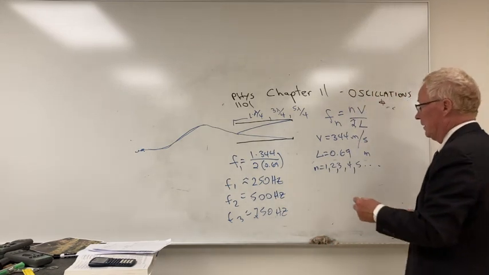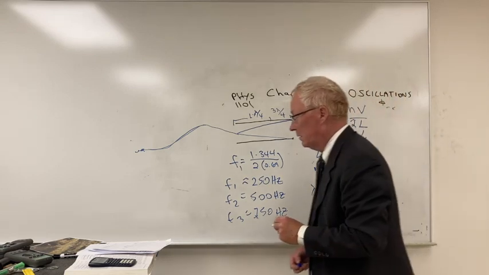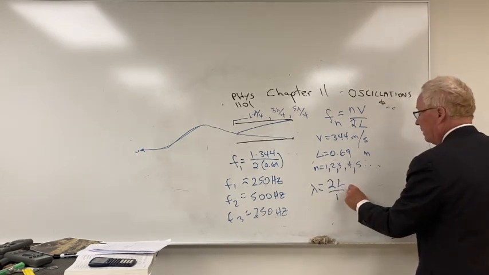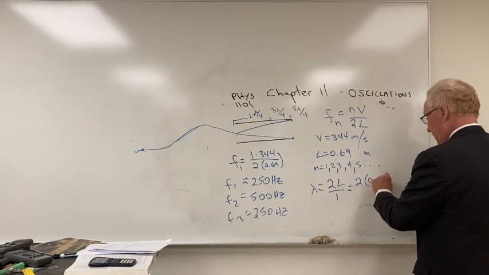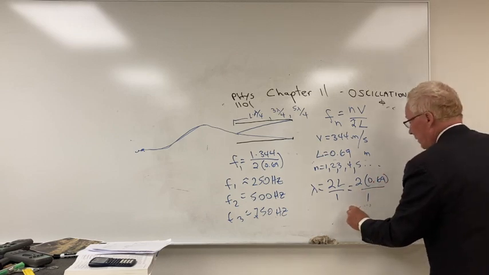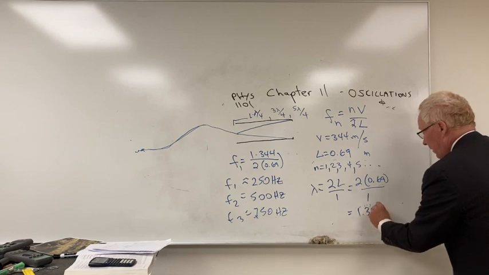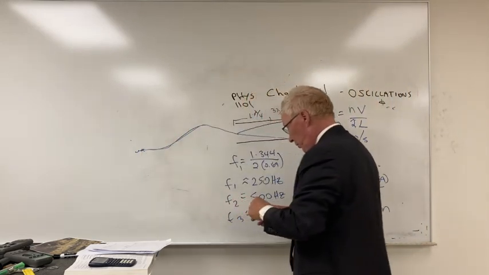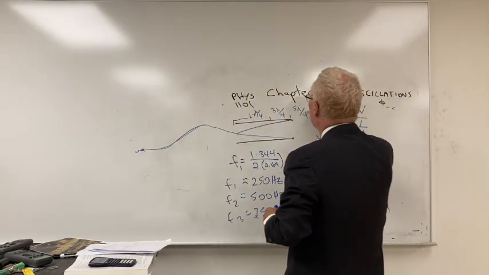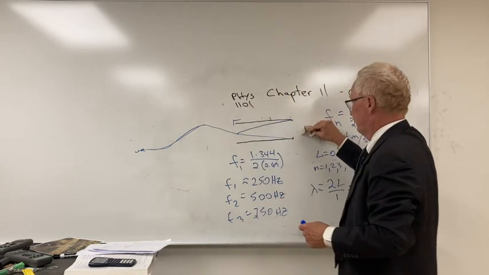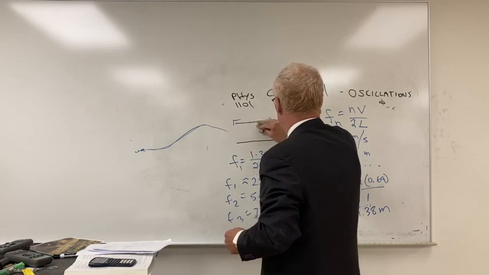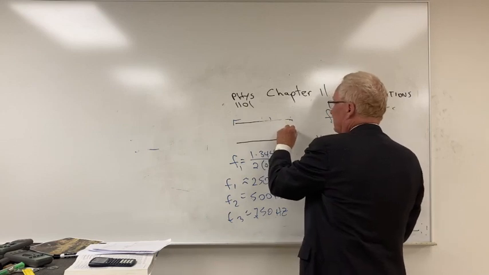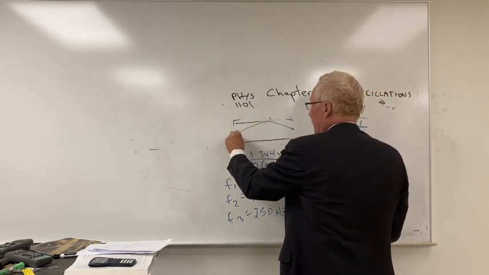Now, as far as the wavelength, it will be 2L over n. So that would be 2 × 0.69 over 1, which is 1.38 meters. So instead of the closed tube, where we only had a quarter of a wavelength, here it's half a wavelength. So in that case, you have it open at both ends, and that's what we end up with.